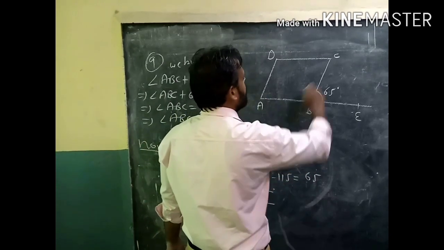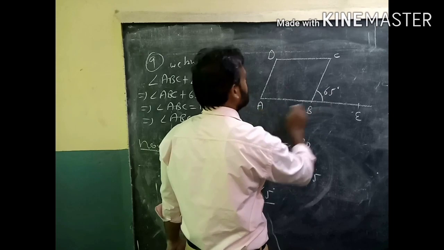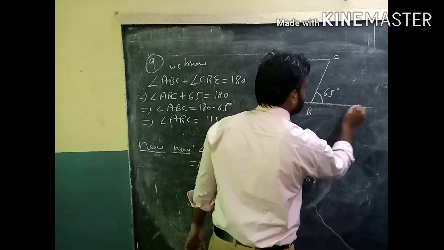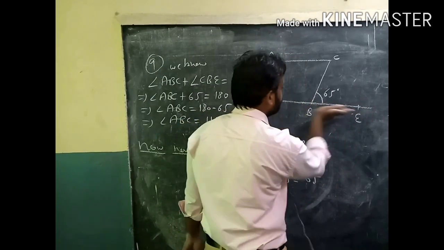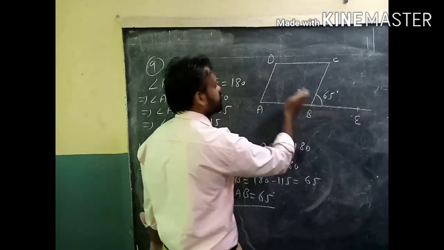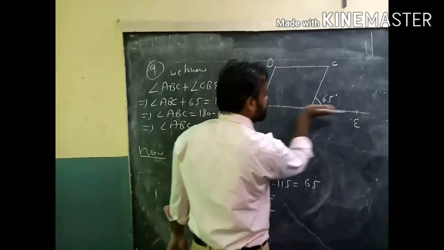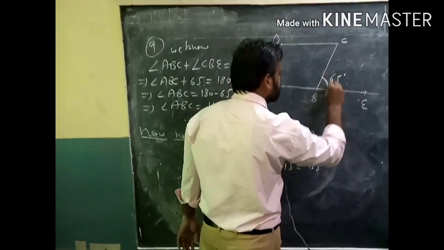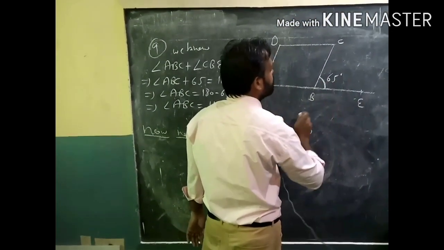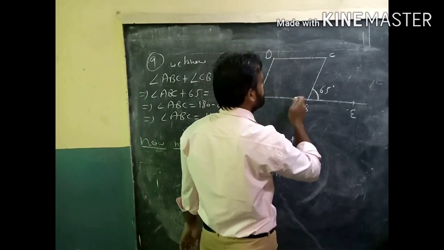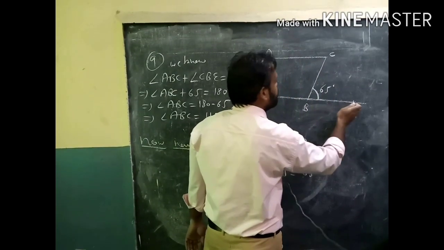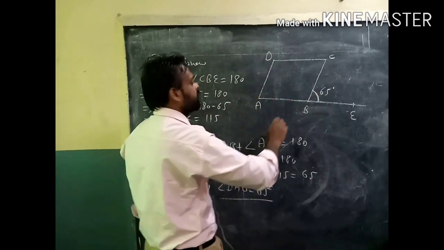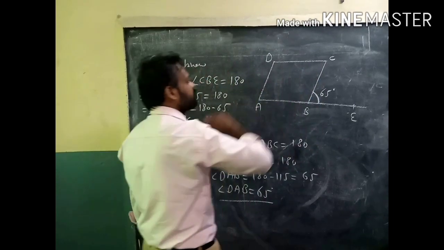First of all, this parallelogram is given to us. In your book, ABCD is a parallelogram. Then this side AB is produced like this to a point E. You can see this parallelogram is given and this side is produced to point E, and here angle CBE is formed, which is equal to 65 degrees. After producing AB to E, this 65 angle is formed, and now we have to find all the angles of the parallelogram.